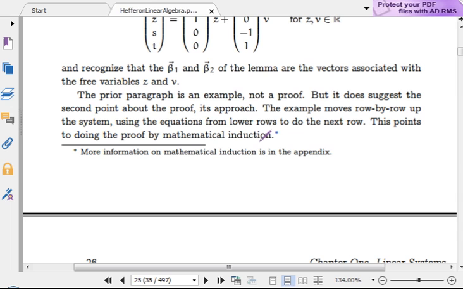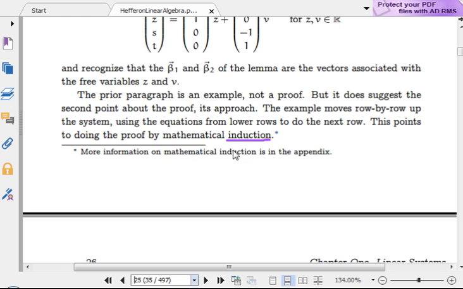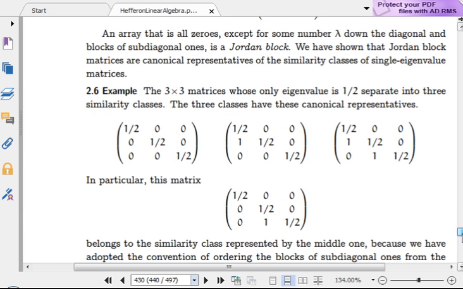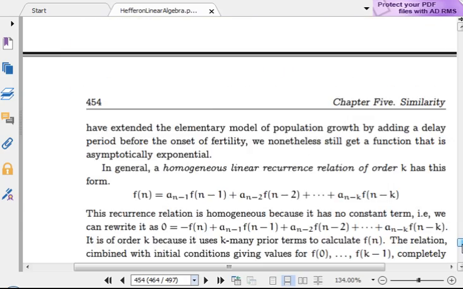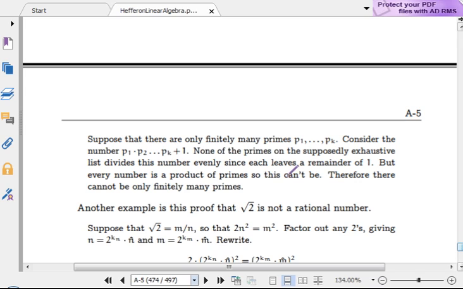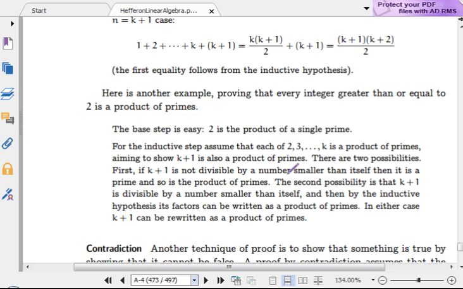Okay. I think some people, when they hear the word mathematical induction, their blood runs cold. There is an appendix in the book that discusses induction, and I invite you to go there. It's on page, I thought it was 472. Let's see if we can find it. It's down here somewhere. Okay, it's in the appendix. Okay, here we go. It's on page, well, they call it A4.